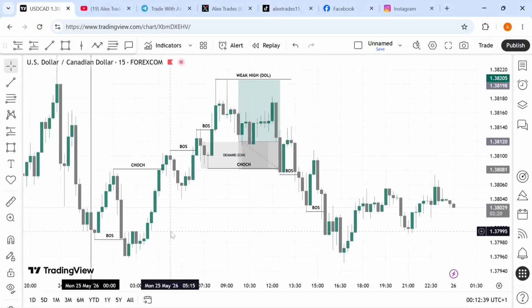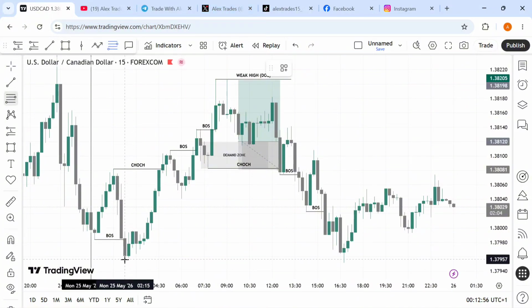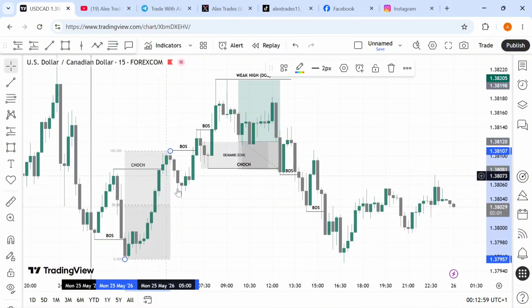On USDCAD, you had a break of structure here to the downside after price moved initially bullish. So it changed character to the bullish side and then made a retracement all the way down to that same 75% level. So this was an inefficient price action. So it changed, broke structure to the upside, leaving behind this demand zone.